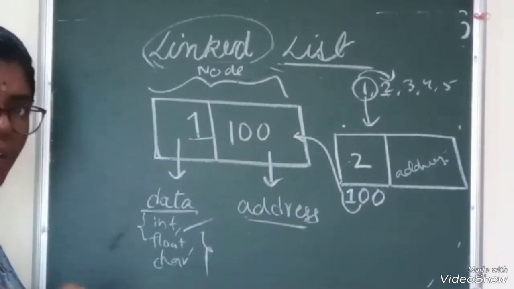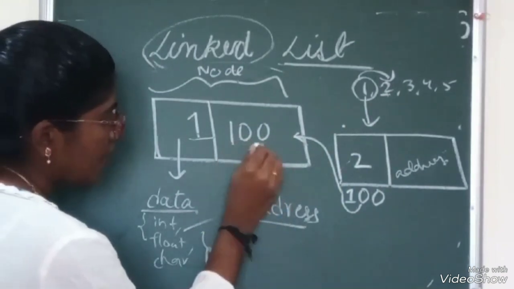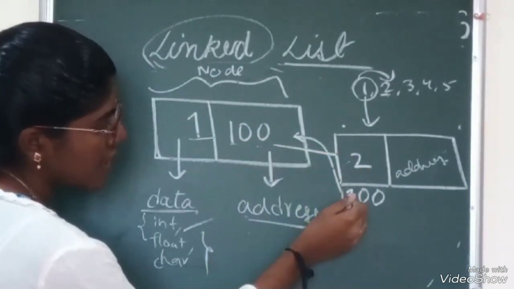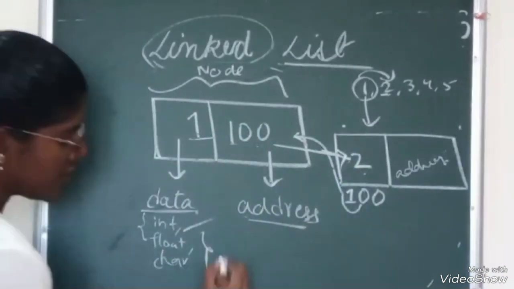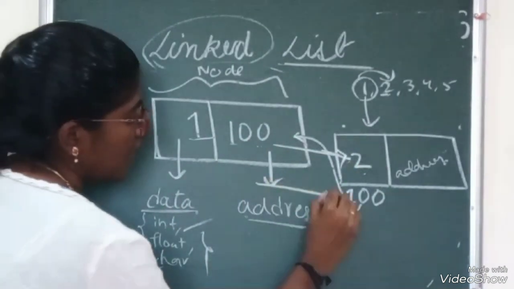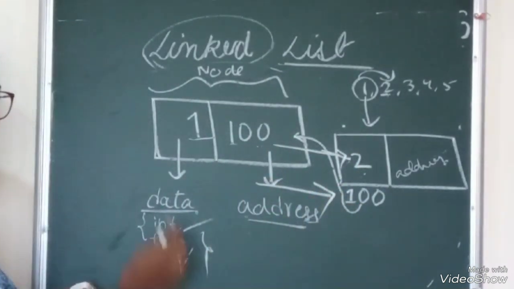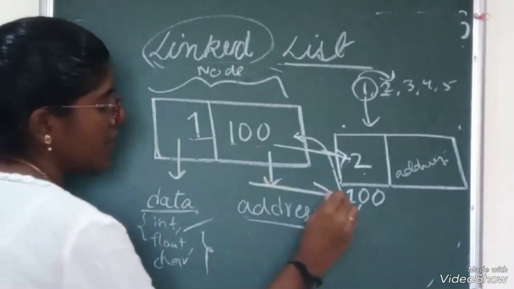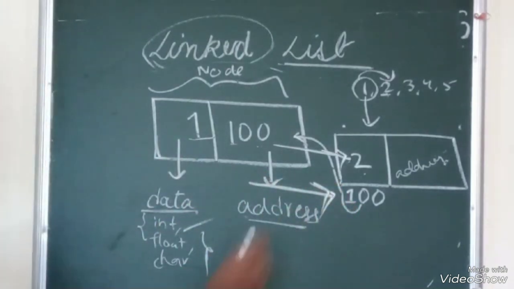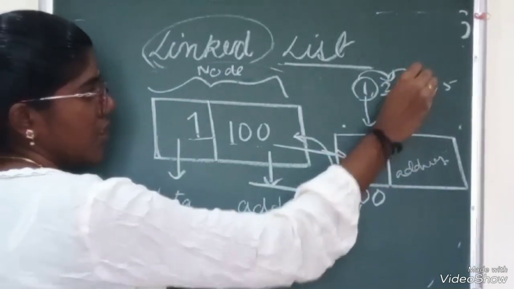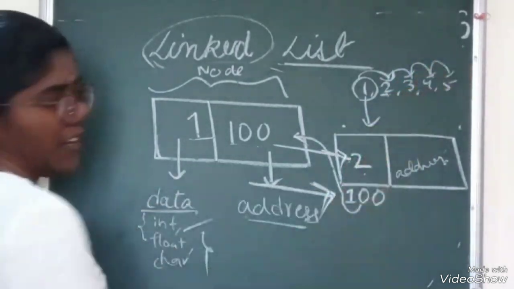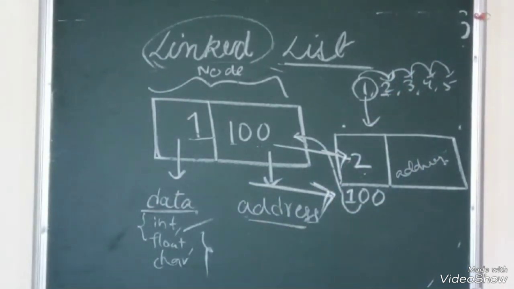What happens now? This 100 is pointing to what? 100 is the address of 2, so it is pointing towards this 2. In such a way we get a link. The link is established between this 1 and 2. Similarly, we're going to establish the link between 2 and 3, 3 and 4, 4 and 5. This is the working of a linked list.